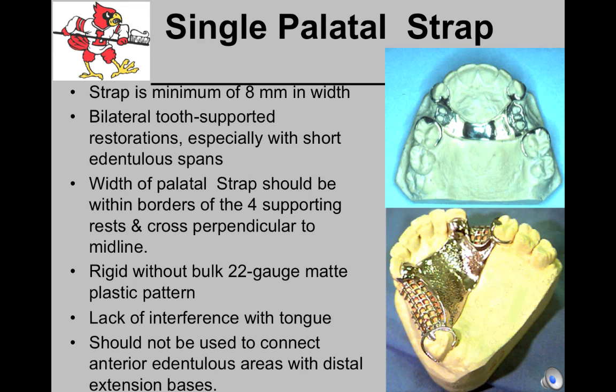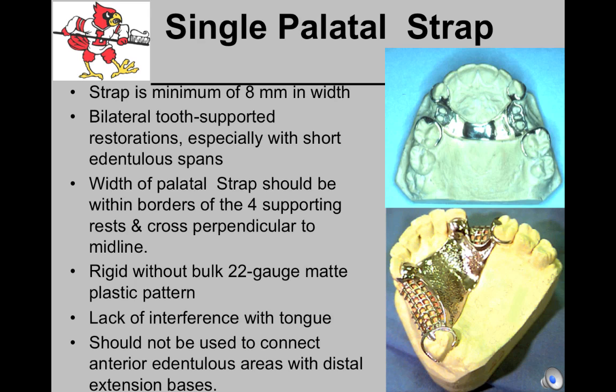The palatal strap is another maxillary major connector. It must be a minimum of 8 millimeters in width to be considered a strap. You will see it on unilateral and bilateral tooth-supported restorations, especially with short edentulous spans, like shown in the upper picture. The width of the palatal strap should be within the borders of the 4 supporting abutments and cross perpendicular to the midline. It is made rigid without bulk using a 22-gauge matte plastic pattern. It should be placed so that its borders do not interfere with the tongue.